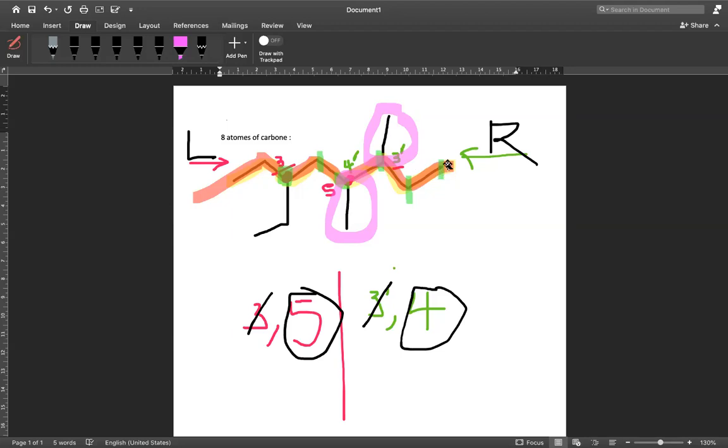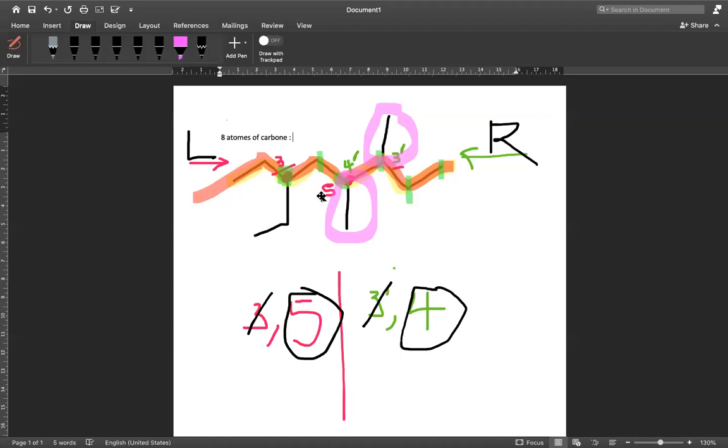I considered this one also. This is what I did. I did this. It said 1, 2, 3. This is position number 3. So this is position number 3. This is the 4 prime. Now, then we have 1, 2, 3, 4. We have another methyl at position number 4.